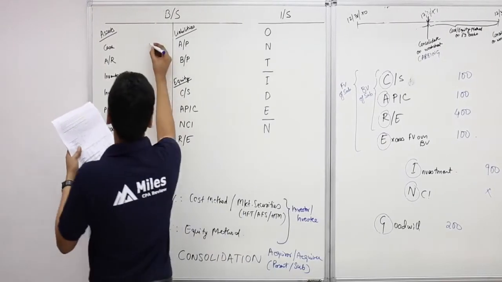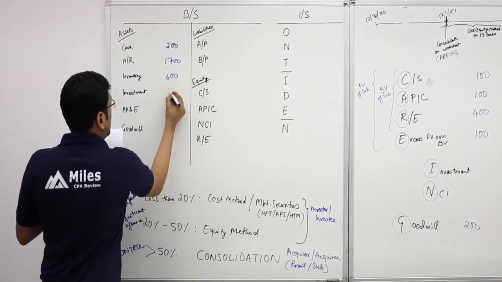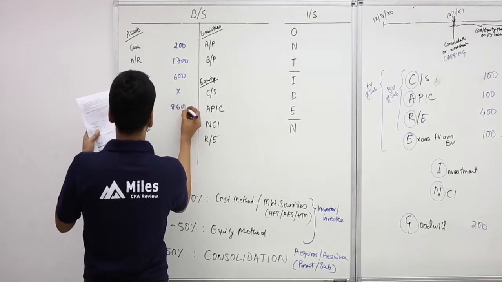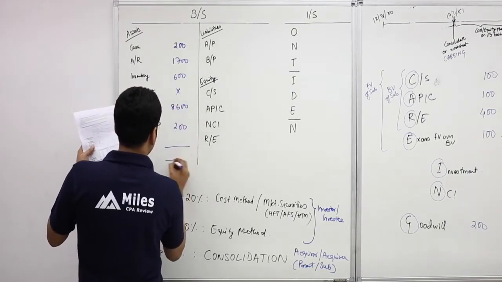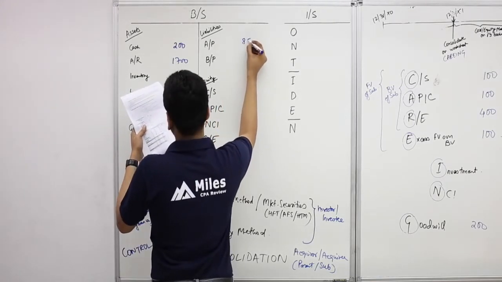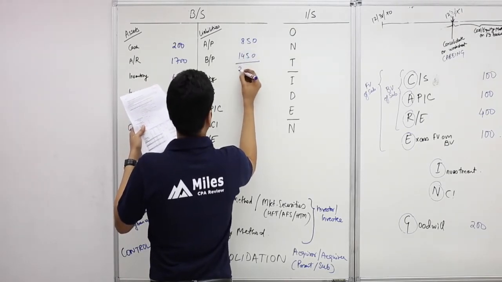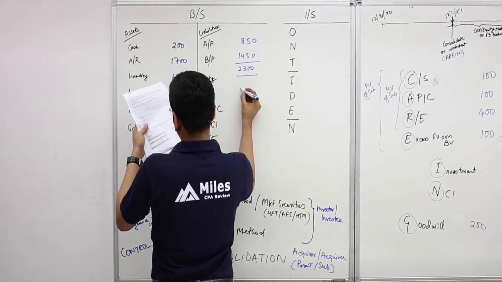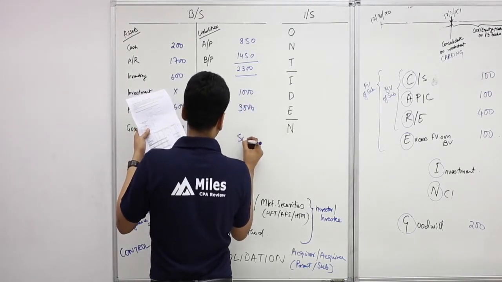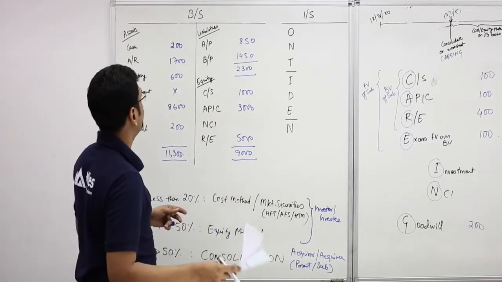So assets, you're looking at cash 200, accounts receivable 1,700, inventory 600, investment knocked off. Can't have an investment in yourself. 8,600 PP&E, 200 goodwill, gives you 11,300 total assets. Accounts payable for the consolidated entity, 850. Bonds payable, 1,450. Gives you a total of 2,300 of liabilities. Equity, 1,000 common stock, 3,000 for APIC, and 5,000 for retained earnings. Gives you 9,000 of equity.